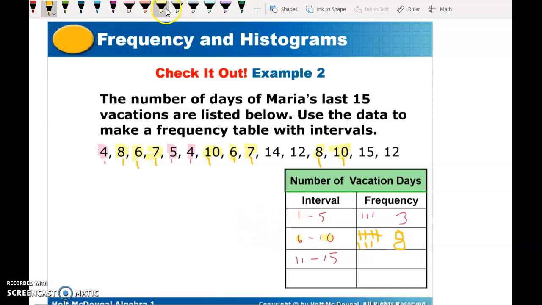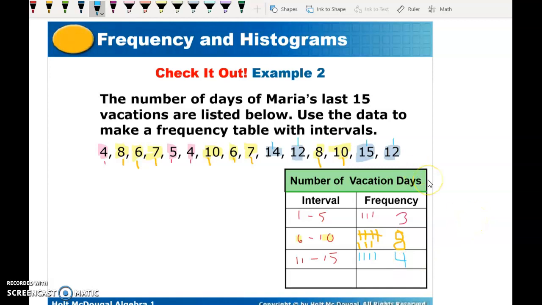Okay. And our last interval is 11 to 15. It should be the rest of the numbers because that's our last interval. So we have to check each one: 14, 12, 15, and 12. So that's going to be 1, 2, 3, 4. 14, 12, 15, 12. So our frequency for that one would be 4.